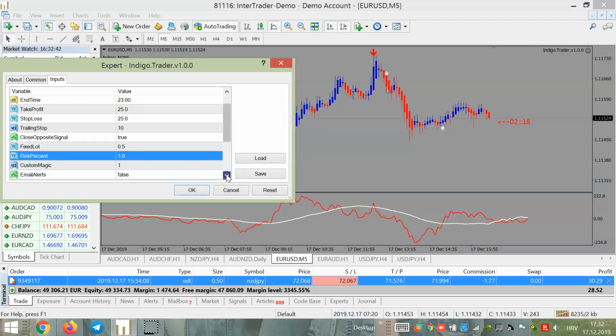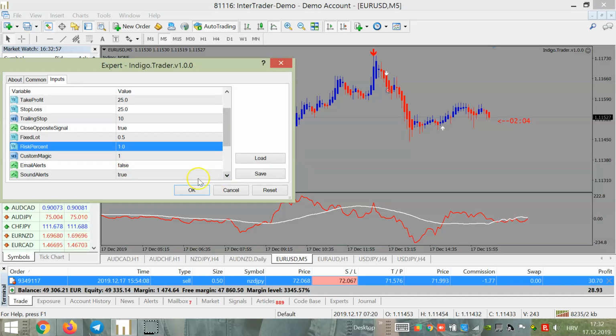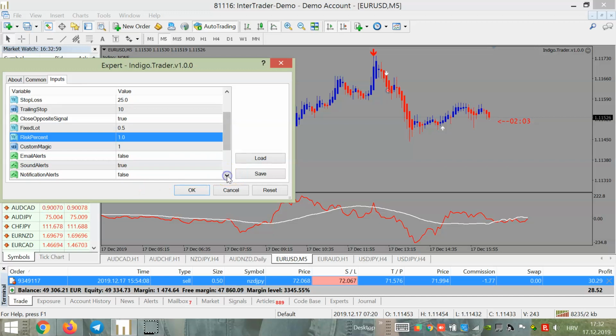And custom magic number must be different for all currency pairs. If you trade with, I don't know, 10 currency pairs, each must have a different number. Any number but different. This is email alert if you want to receive to email, sound if you want sound alert, notification alerts to your mobile phone, yes, false or true.